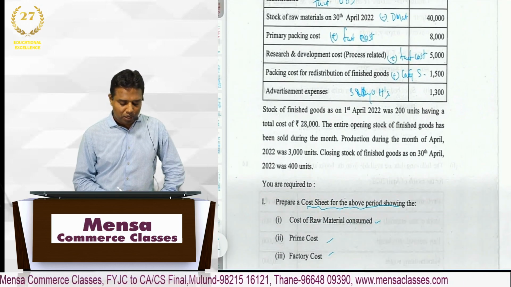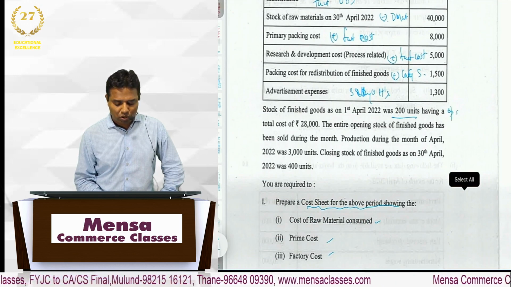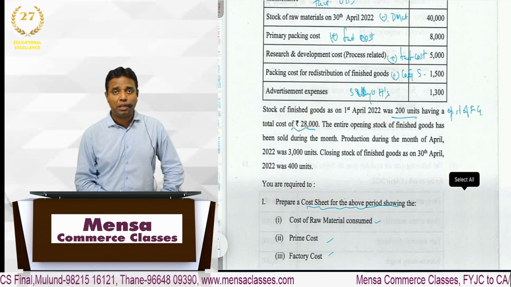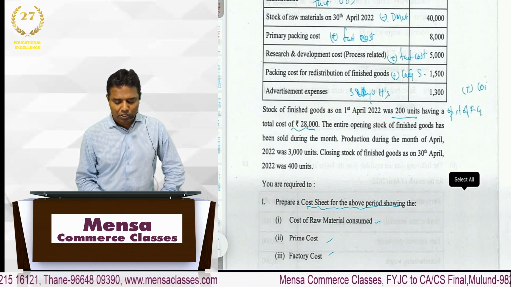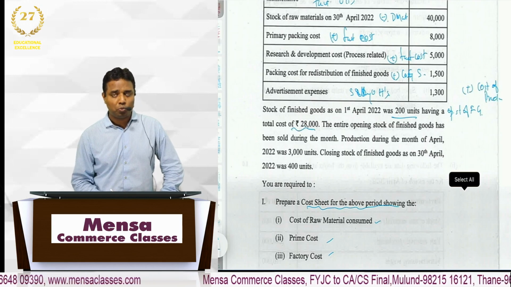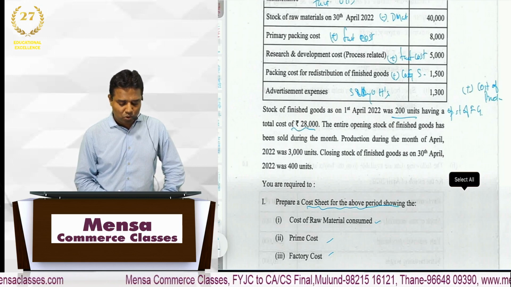Next, stock of finished goods on 1st April 200 unit, this is your opening stock of finished goods. 200 units, uska cost is 28,000. What do we do? We add this to the cost of production. So whatever is your cost of production total, you add this opening stock of finished goods to that. The entire opening stock has been sold during the month.